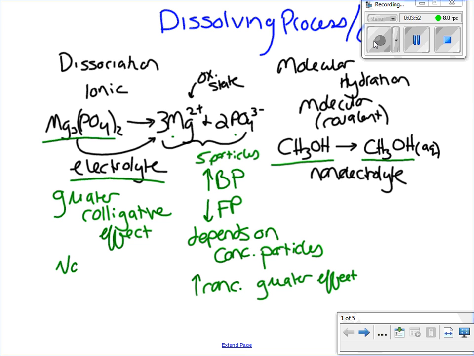So NaCl has less of a colligative effect than CaCl2, which has less of a colligative effect than AlCl3. Okay? Because NaCl breaks apart into 2, Na+ and Cl-. CaCl2 breaks apart into 3, Ca2+ and 2 Cl-. And AlCl3 breaks into 4, so it's going to have the greatest effect. Okay? That's basically your dissolving processes. We'll get back into this a little bit when we talk about ionic equations.